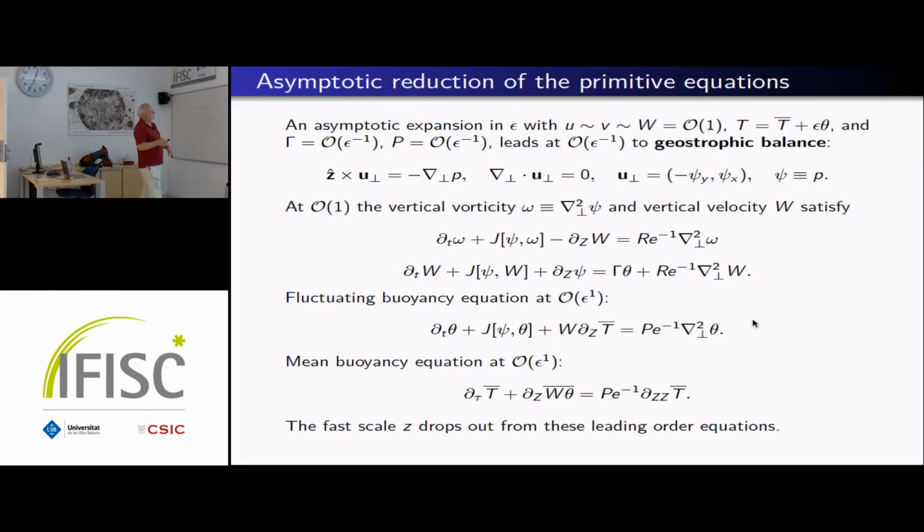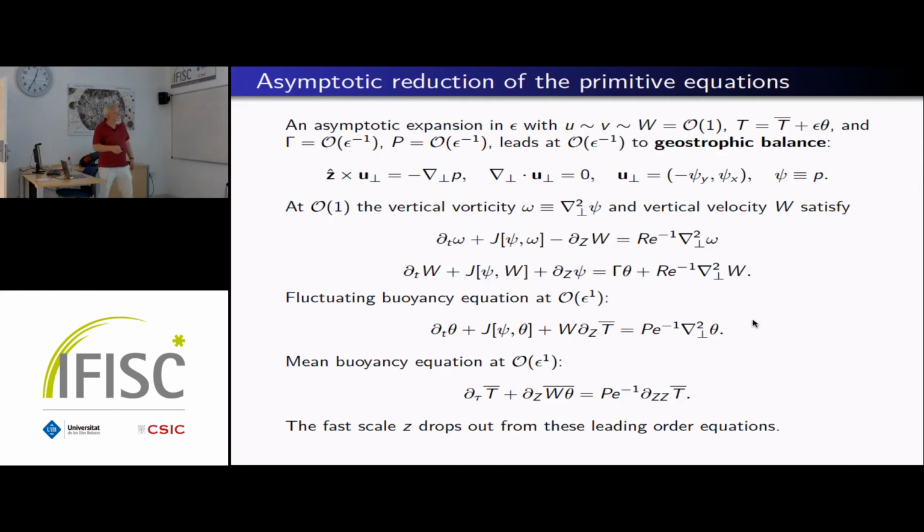And that you can get by going to next order, order 1, in this expansion in powers of epsilon. And there you get two coupled equations, one for the vertical vorticity omega, which is advected horizontally and is strengthened by vertical stretching and is dissipated by viscosity. And then you have an equation for the vertical velocity, which is advected horizontally. This is just the pressure term. Remember, psi is P, but it's driven by buoyancy and there's some dissipation.